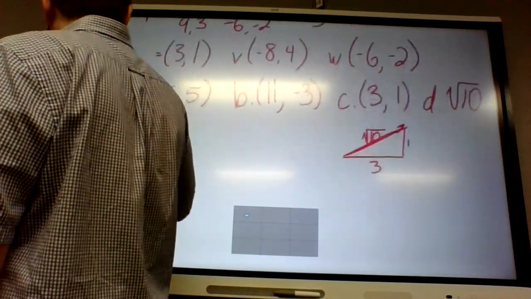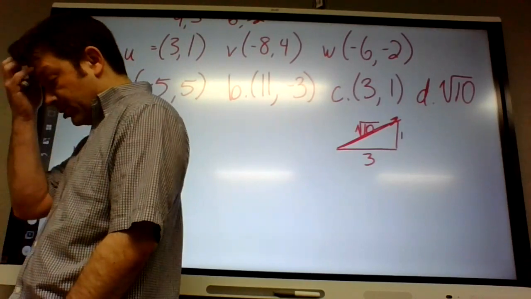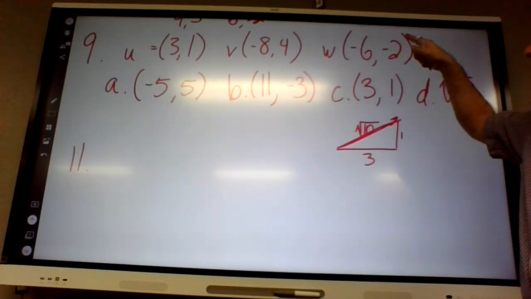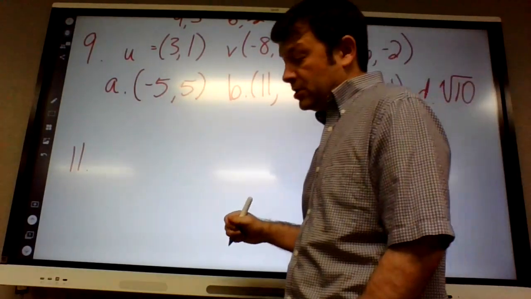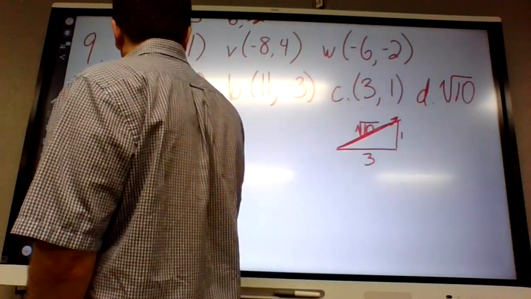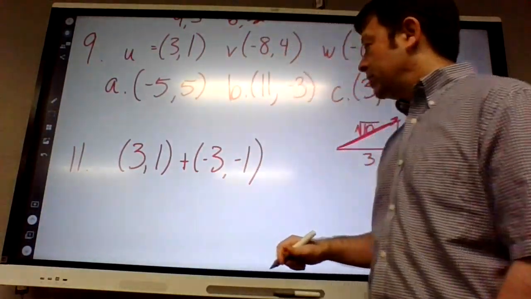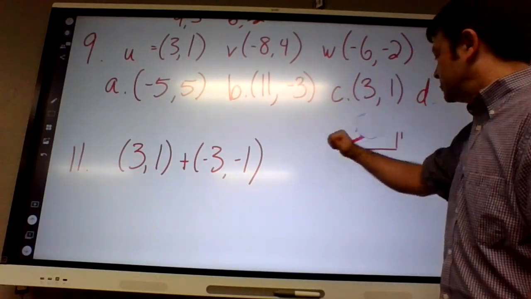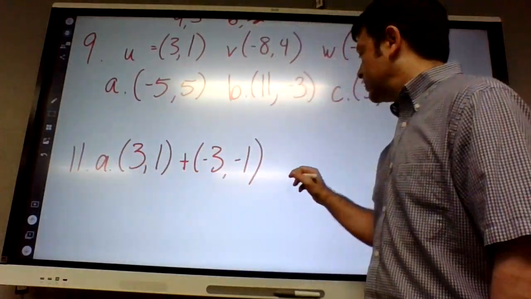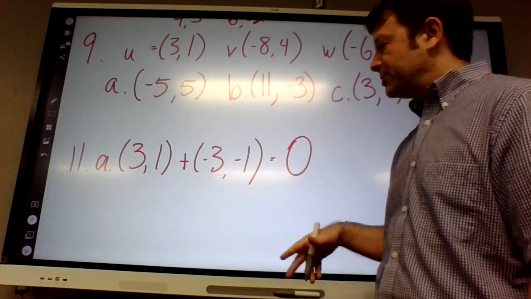Number 11. All right, u plus half of w. Half of w would be half of negative 6, half of negative 2, negative 3, negative 1, plus u is 3, 1. Well, what would that be? 0, 0, which is basically nothing. So it's called the 0 vector. So you just put a 0. You don't put like 0, 0. Just put 0.